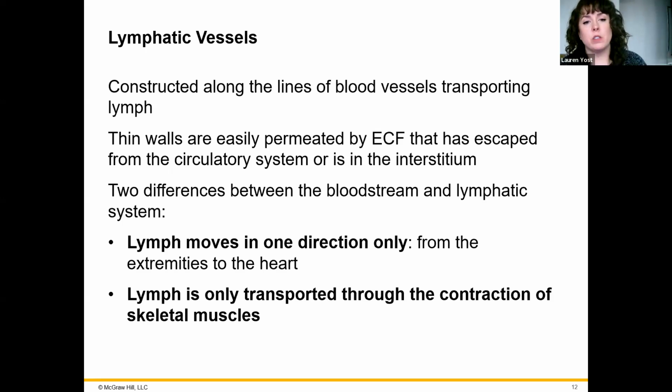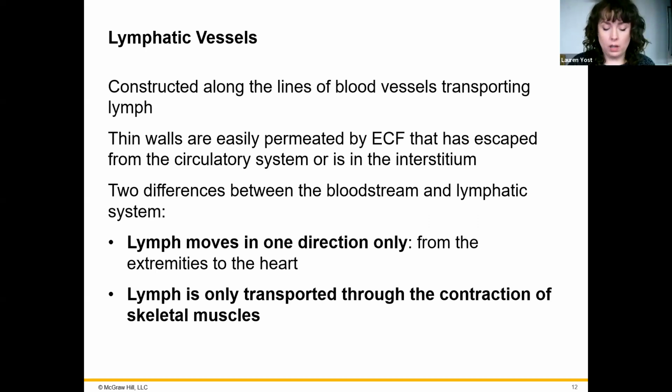The lymphatic vessels themselves, their walls are very, very thin and are easily permeated by that extracellular fluid. That's going to be doing all that work in your immune responses. Okay, so it has to be able to cross easily. So they have thin, thin, thin cells there. So that's the vessels of the lymph system.